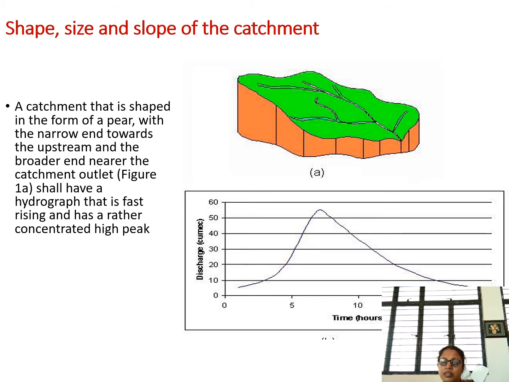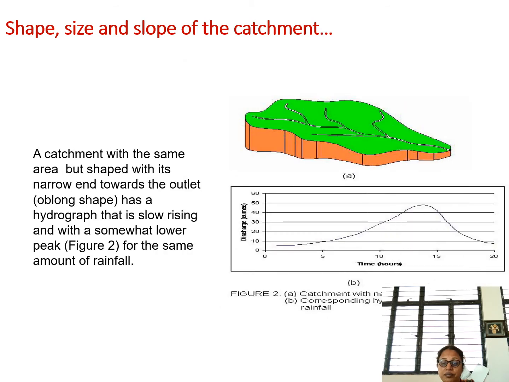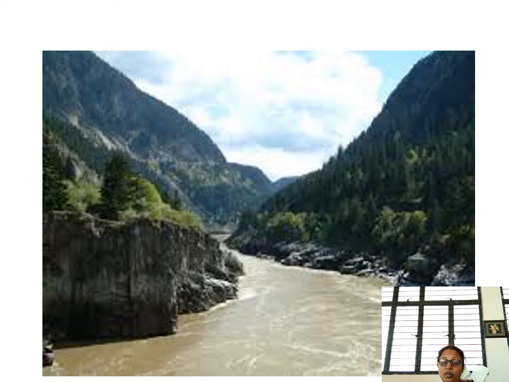Normally, the catchment should be such that it is in the shape of a pear, with the narrow end towards the upstream and the broader end nearer the catchment outlet. And you can see a hydrograph that is fast rising and has a rather concentrated high peak. So this is a catchment with the same area but shaped with its narrow end towards the outlet, and it has a hydrograph that is slow rising and with a somewhat lower peak for the same amount of rainfall.